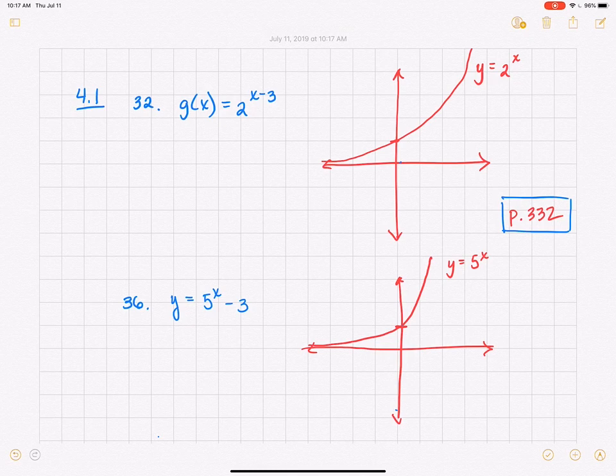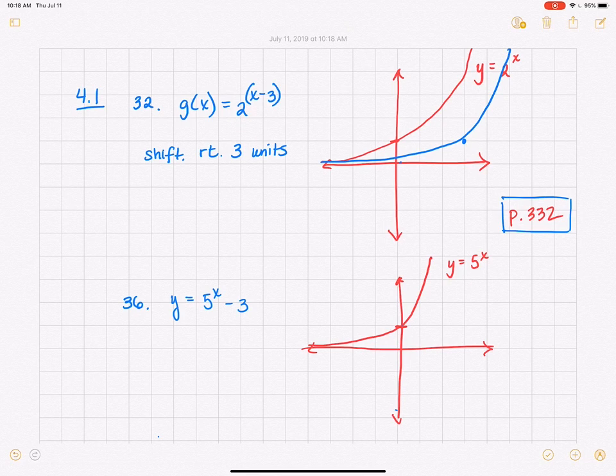Now, 32 is g of x equals 2 raised to the x minus 3. So I'm looking to see what is happening when I transform this graph. Well, the transformation is coming from the x minus 3. Now notice this x minus 3, this is together. That means this is shifting to the right, the opposite sign, 3. So it's shifting to the right 3 units. So now, instead of going through (0, 1), I'm going to be going through (0, 3), because this is shifting to the right 3 units and still going up.